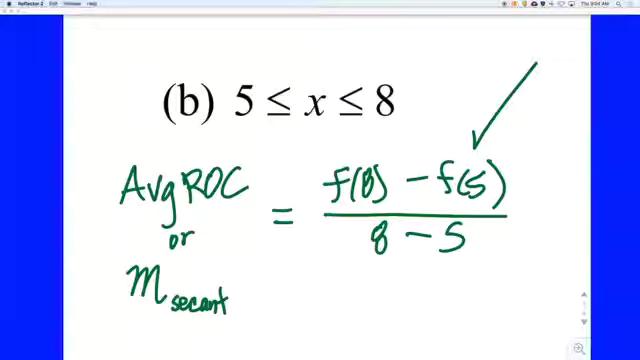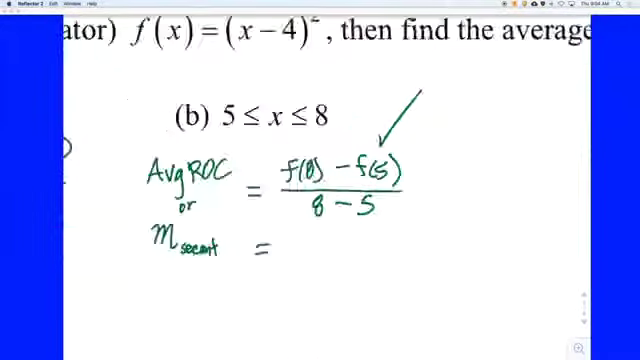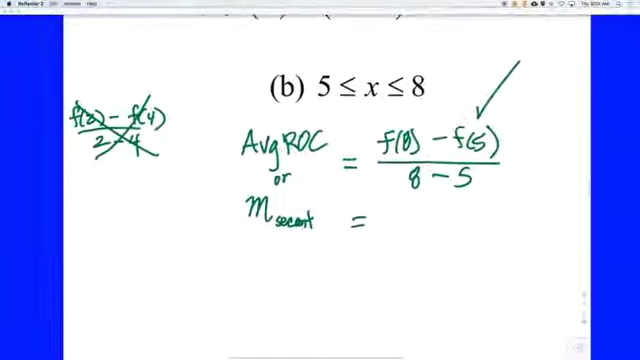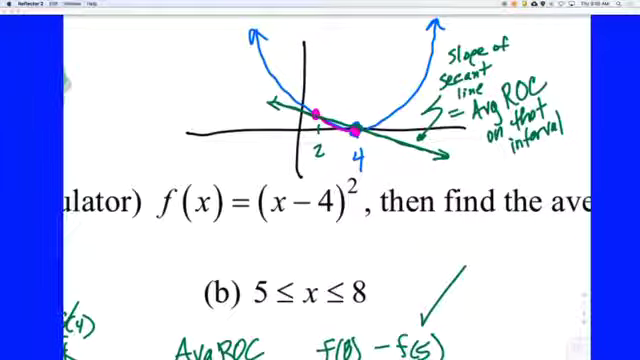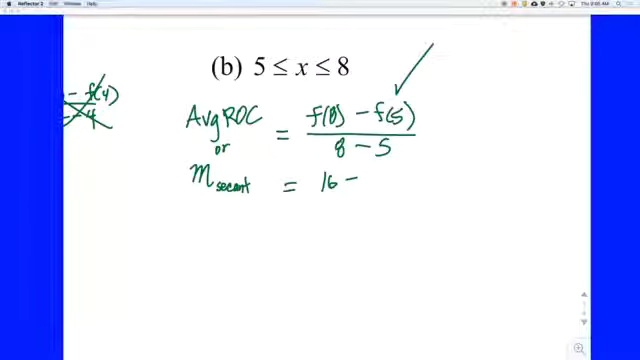When we quiz tomorrow, that's going to earn a check. And now all we have to do is to evaluate it. How do we evaluate f of 8? Plug it in. 8 minus 4 is 4. 4 squared is 16 minus f of 5. This is so much fun, plugging things in, right? 5 minus 4, 1. 1 squared is 1. Now, because we've already shown the difference quotient, I can just call the denominator 8 minus 5 is 3. And so I get 15 thirds, which turns into 5.